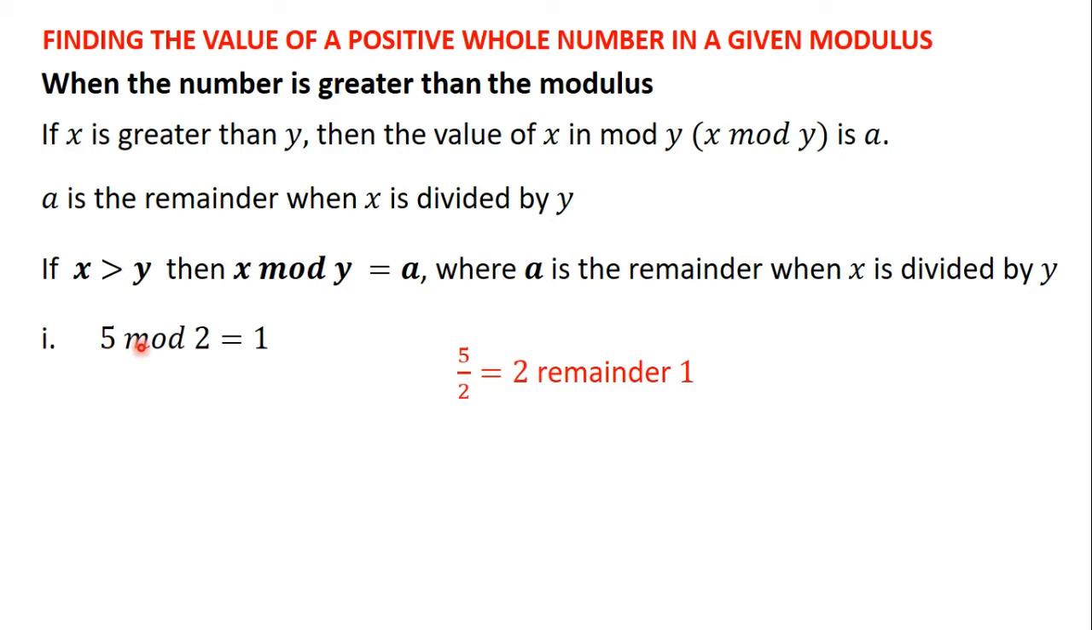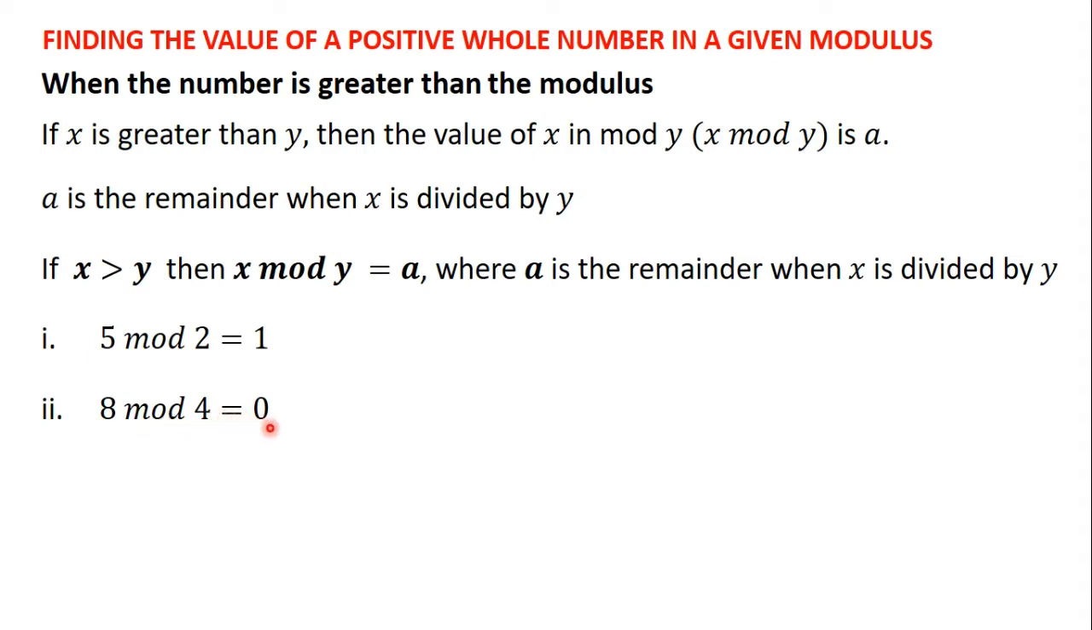So the value of 5 in mod 2 is the remainder when you divide 5 by 2. When we divide 5 by 2, we will get 2 and a remainder of 1. So 5 mod 2 is equal to 1, because when we divide 5 by 2, we get a remainder of 1.